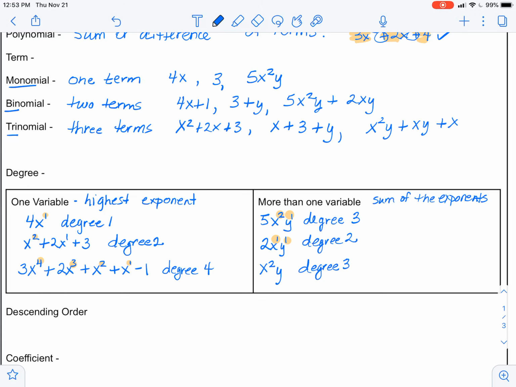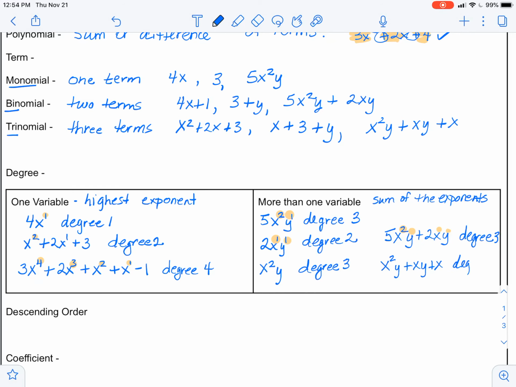Now, what happens if I have something like there in the second one, where I had a 5x squared y plus 2xy, or maybe the one below that where I had this one, okay? And I want to know the degree. Well, when I look at this, this one is 2 and 1, which is 3. This one would be 1 and 1, which is 2. And so you always go with the highest. So if we're talking the degree of a polynomial, it is then the highest of those. So that would be degree 3.